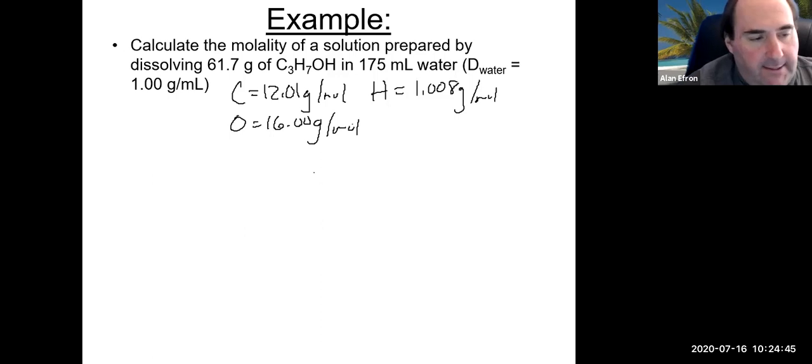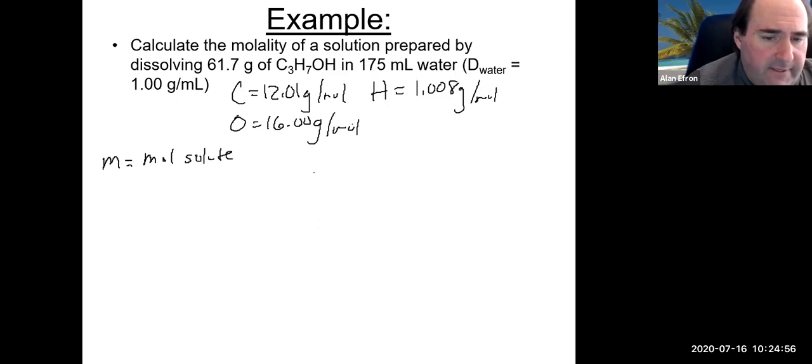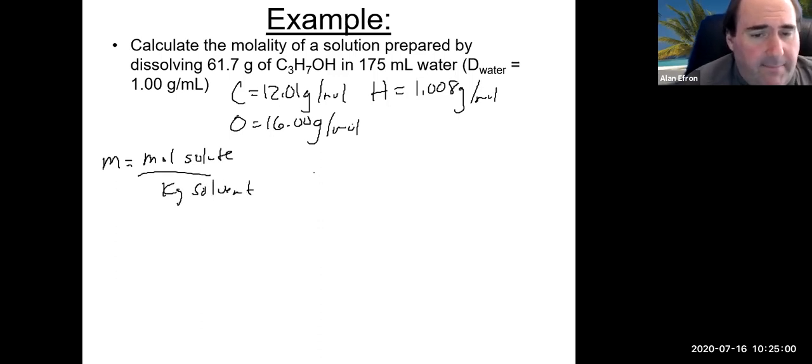Okay, so let's take a look. In this case, again, we're not looking for molarity. We're looking for molality, which is little m, and again, that is moles of solute divided by kilograms of solvent. A couple of things might be helpful to figure out, and hopefully you could figure this out. But water here would be our solvent.